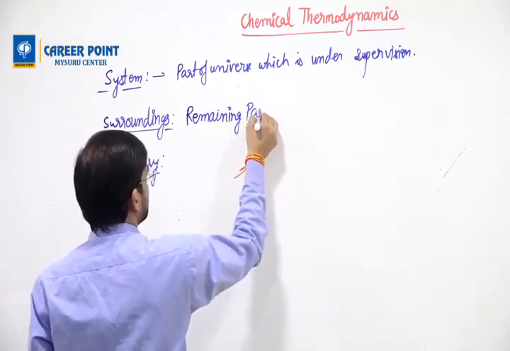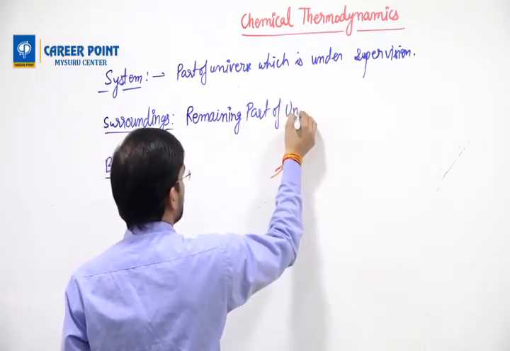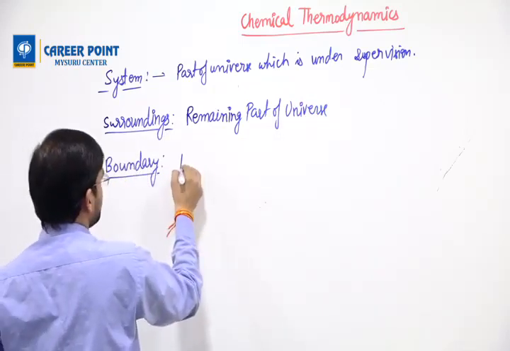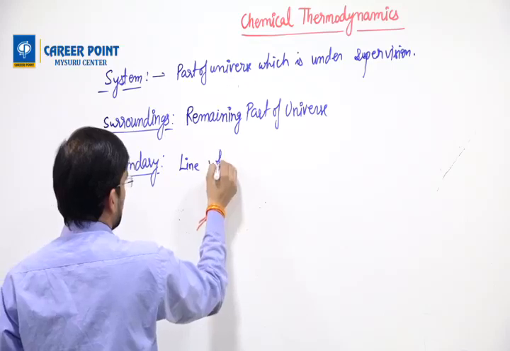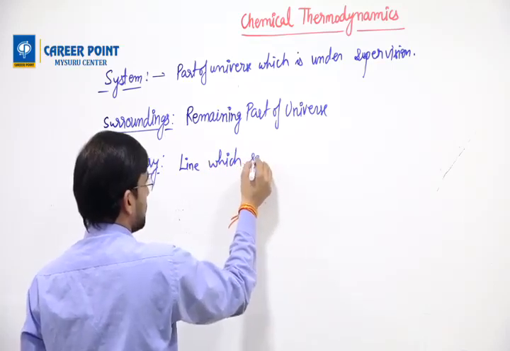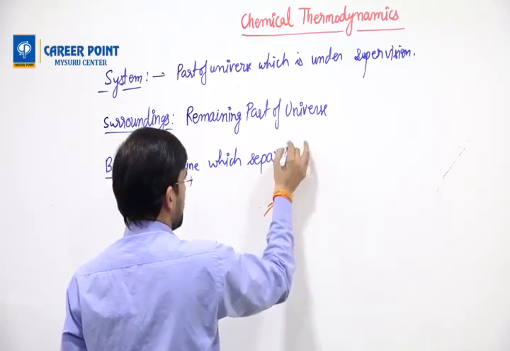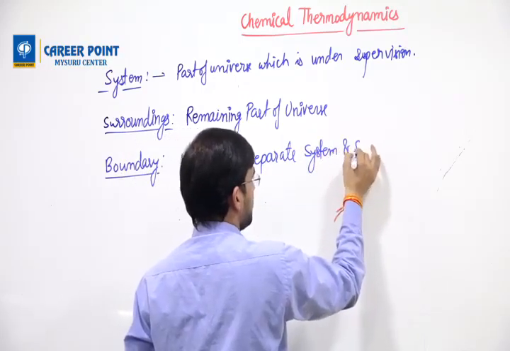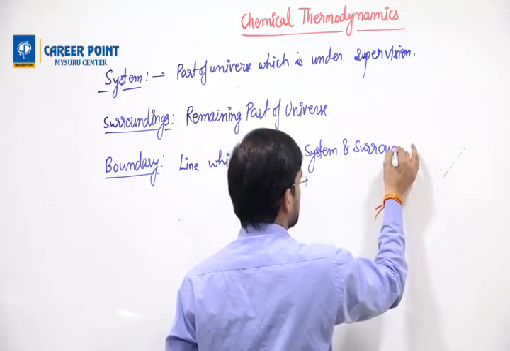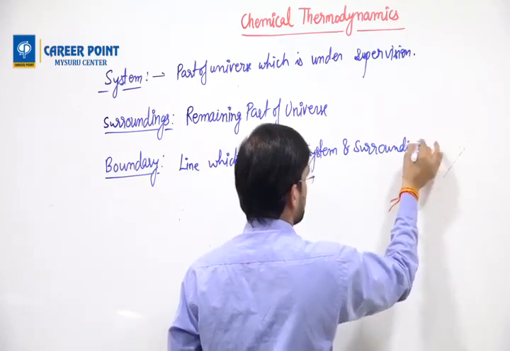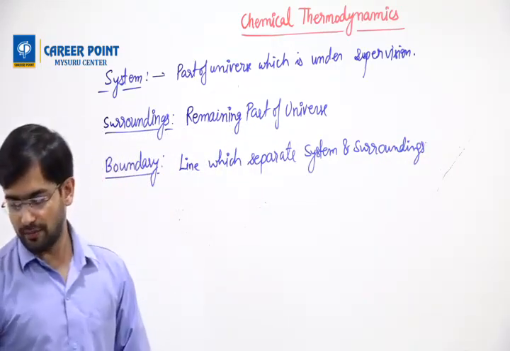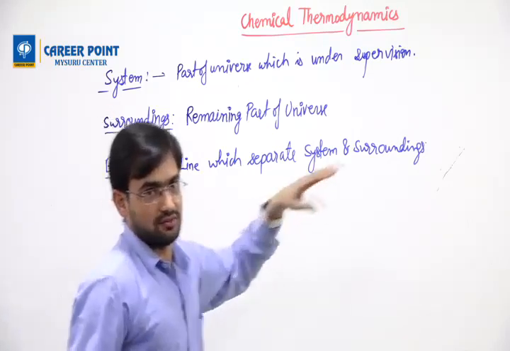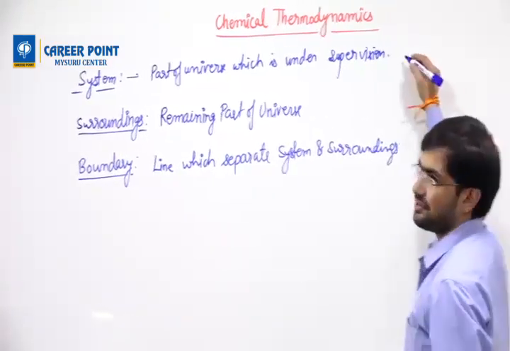Surrounding is the remaining part of the universe. Boundary is the line which separates system and surroundings. These are the basic things. Once you have the basic things, then there is a classification of systems.